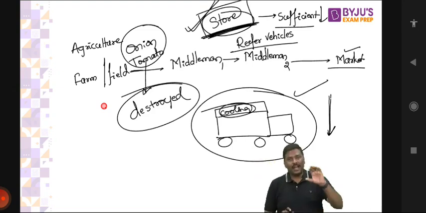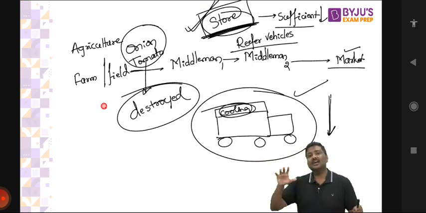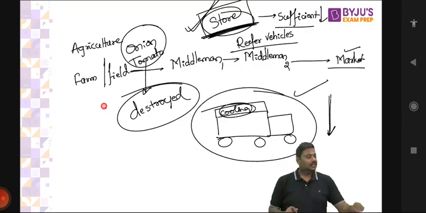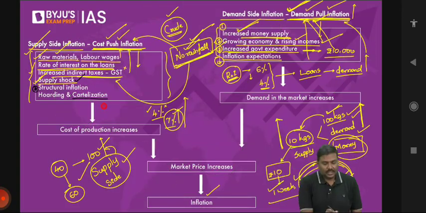So I hope you understand when they talk about structural inflation, there is a lack of infrastructure. On the supply side, there is some lag in the infrastructure which is causing a lower supply, which is affecting supply, and that will cause inflation. This is structural inflation. Can I go to the next one now? This is nothing but structural inflation.